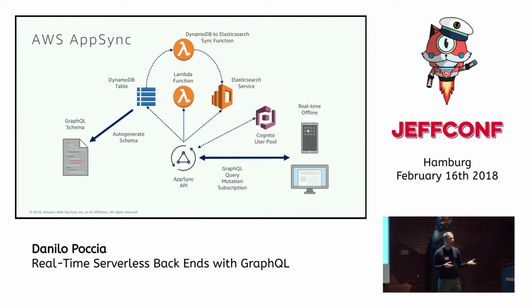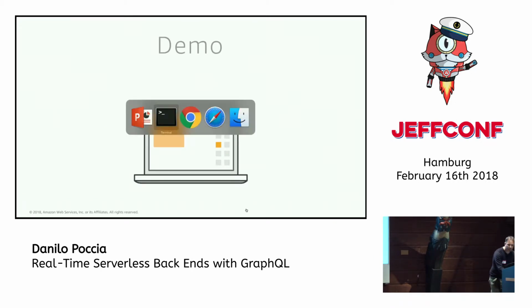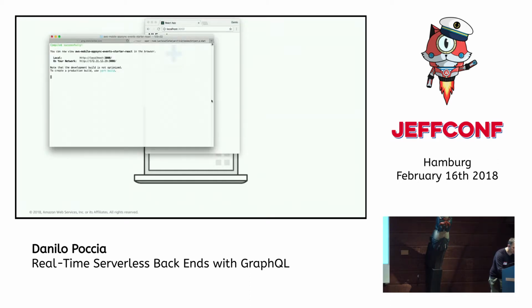So if you're not a GraphQL expert, you can start from a DynamoDB table, and we will auto-generate all the standard query, mutation, and subscriptions for you so that you can start very quickly. So let's see a quick demo. Let's start with a quick demo of what we're seeing.